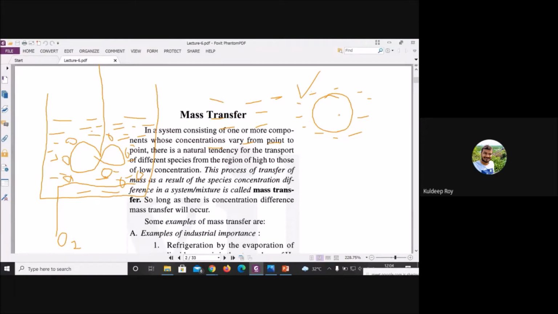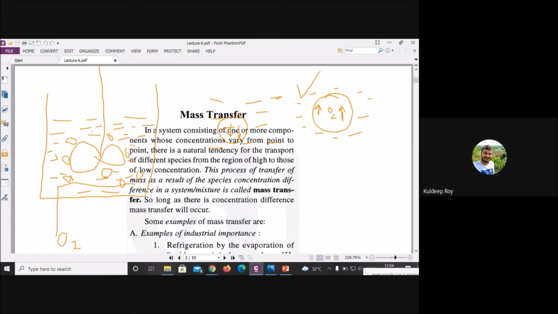This is one position. You are injecting an oxygen bubble. It has a larger concentration of oxygen, and there is wide space. Wide space in the sense that here you have lower concentration. In your liquid medium, the oxygen concentration is very low. And when we talk about the concentration gradient, I am talking about the concentration difference. This is one of the reasons for mass transfer.